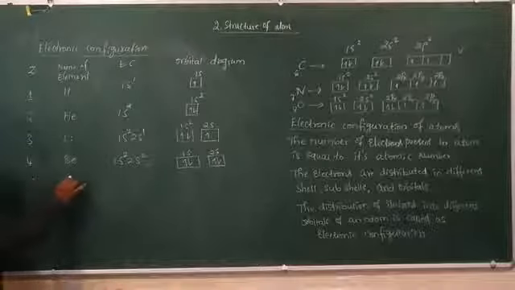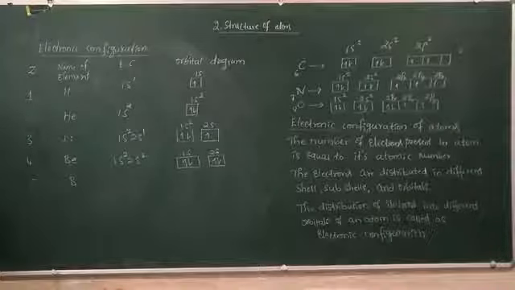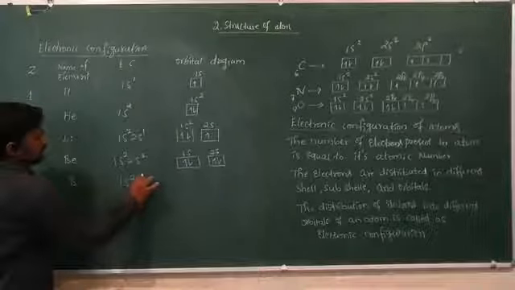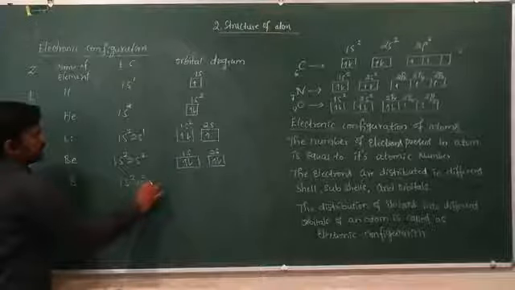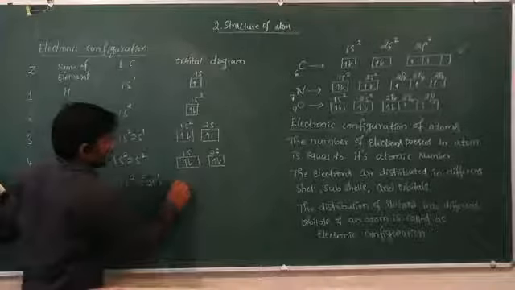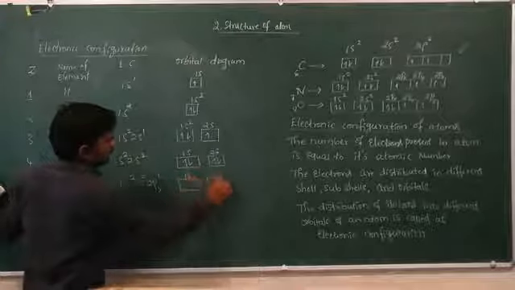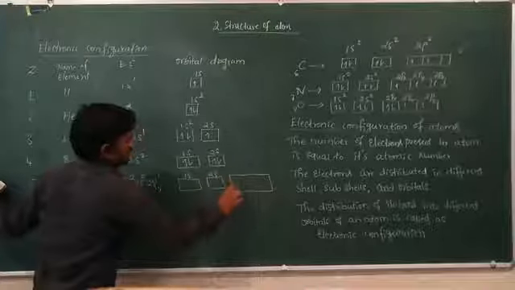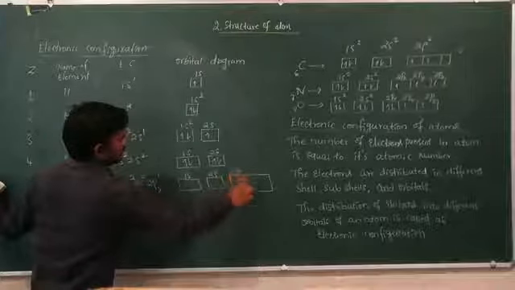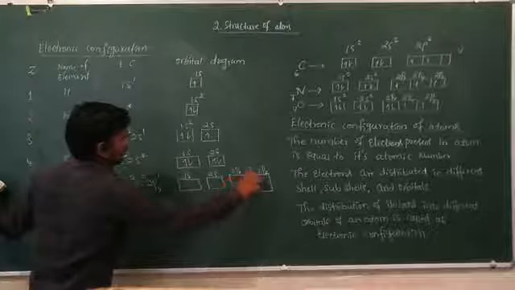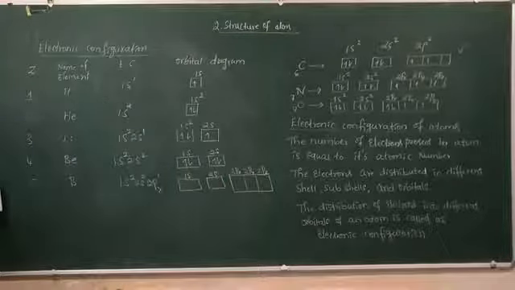Atomic number 5, boron, B. Electronic configuration 1s2, 2s2, 2px1. The p orbitals are 3: 2px, 2py, 2pz. These are the empty orbitals. Now we fill the electrons into the empty s and p orbitals.